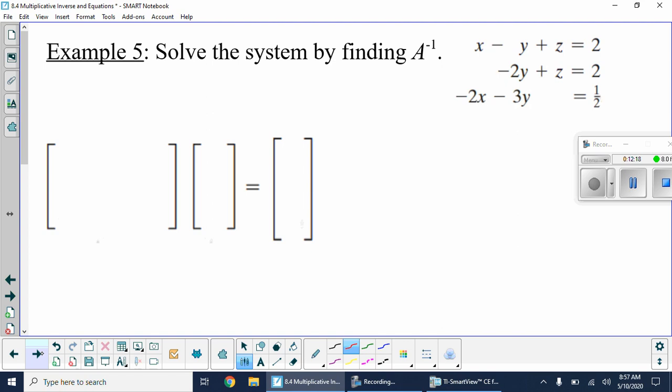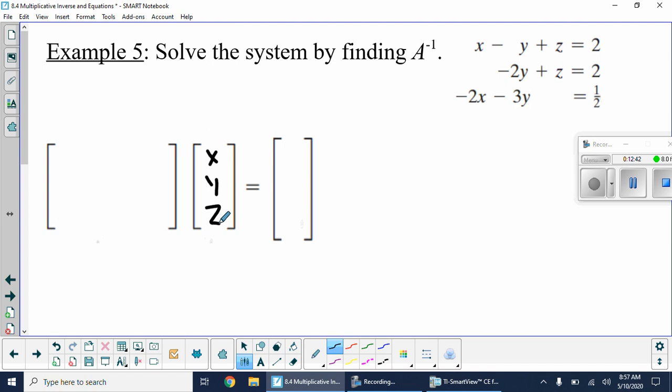So that is how we would find matrix X. Here's how this is going to go. We're going to solve a system by using matrices. First, what we have to do is make the system into matrices. If we have a system of equations in X, Y, and Z, that's going to go in this column. Make sure you pay attention to this.